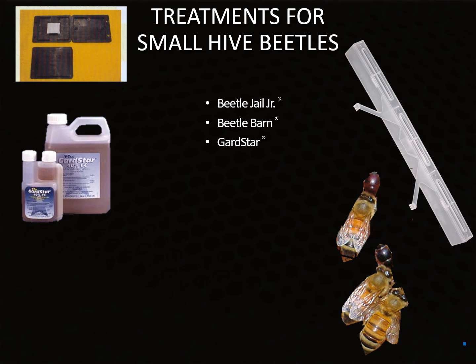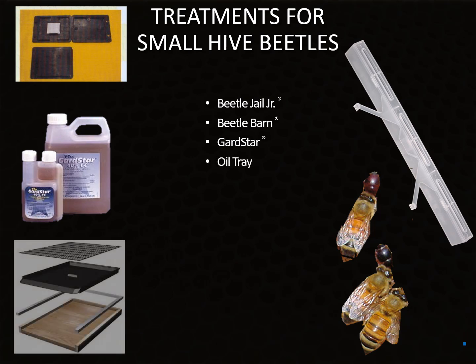I don't know about this gold star. I've never used it, but it's there. You can learn about it if you want to. And the oil trays are at the bottom, so there's something that looks a little bit like a queen excluder, but it's small enough that the bees can't get through it. But when the beetles drop down, they fall through and into that oil tray and drown in the oil.